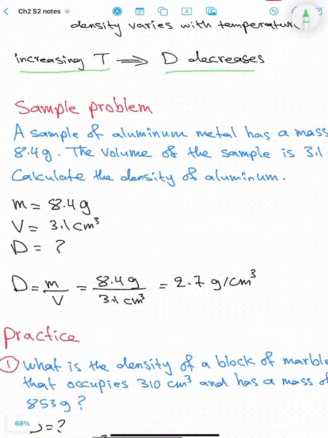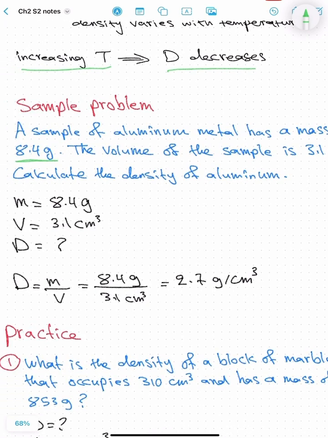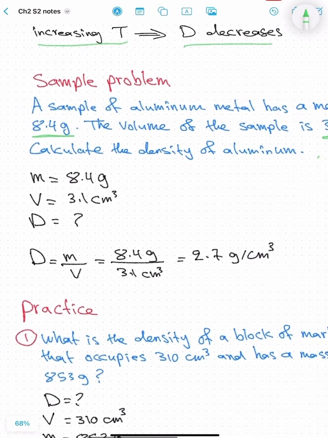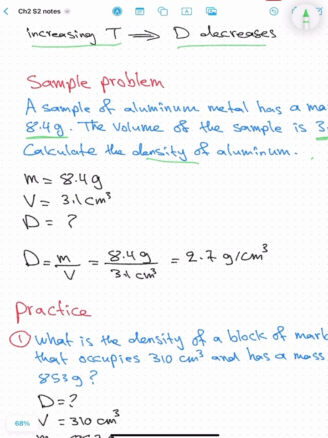Let's go to the sample problem. A sample of aluminum metal has a mass of 8.4 grams and the volume of the sample is 3.1 cubic centimeters. Calculate the density. The first step, whenever you're doing a problem, especially in chemistry and physics, is to write down what is given from the question and what is unknown. The mass is 8.4, the volume is 3.1, and the unknown is density.